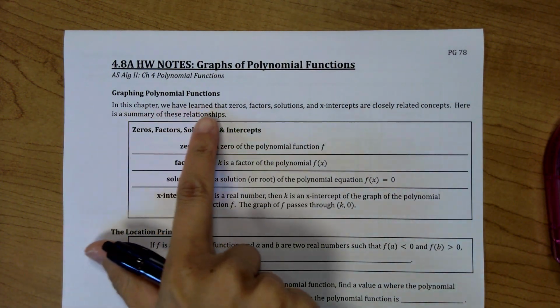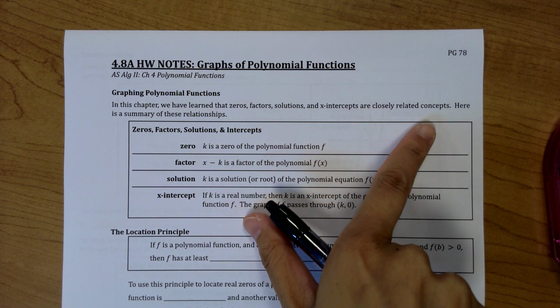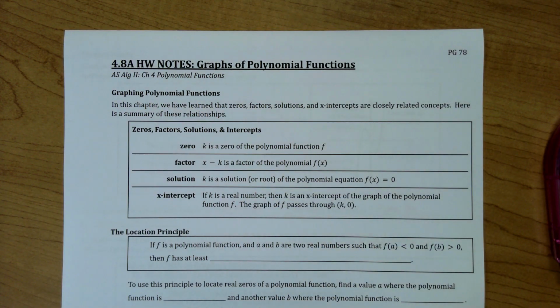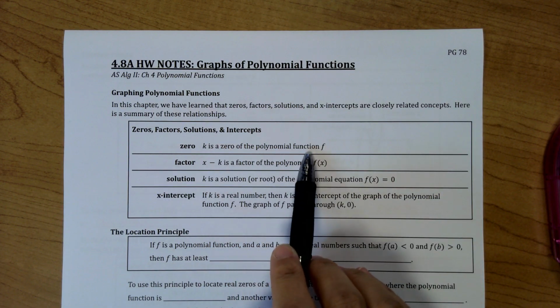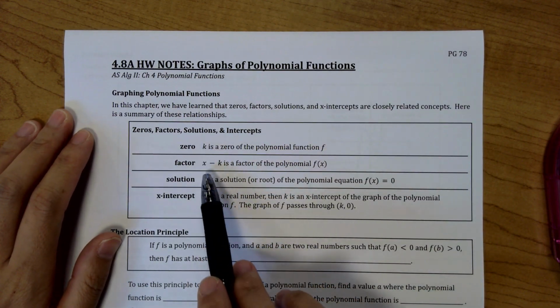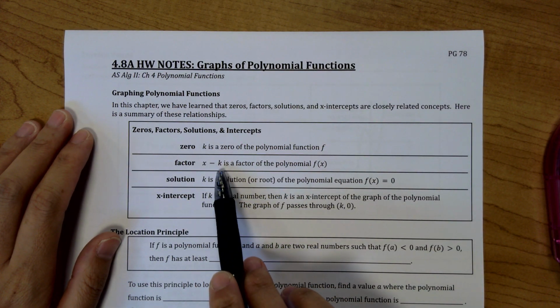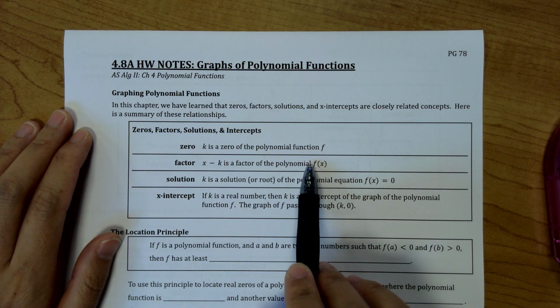So in this chapter, we've learned that zeros, factors, solutions, and x-intercepts are very closely related concepts. Here's a summary of those relationships. K is a zero of the polynomial function f. If k is a zero, then x minus k is called a factor, right? So the signs switch of the same polynomial.